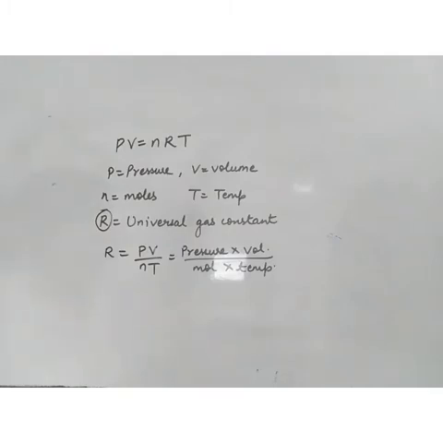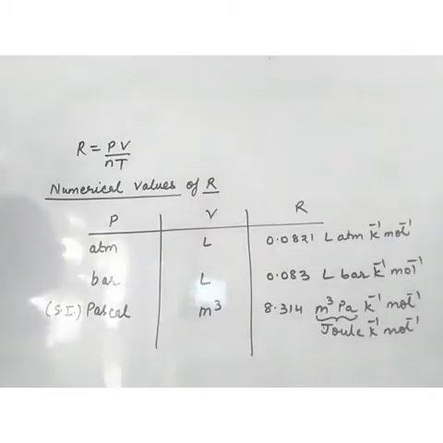But pressure has different units. It can be atmosphere, it can be bar, it is in pascals also. Likewise, volume is in liters, milliliters, and meter cube also. It means the value of R depends basically on pressure and volume. So we are trying to find out the numerical values of R. Now let's discuss the numerical values of R. R is PV upon nT, n is number of moles and temperature is always in Kelvin. It means the value of R depends on pressure and volume.